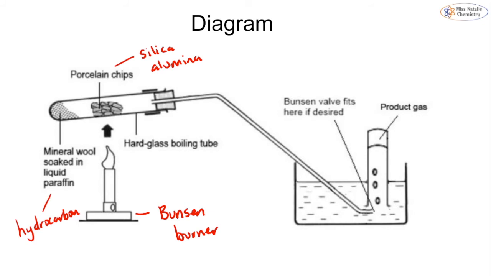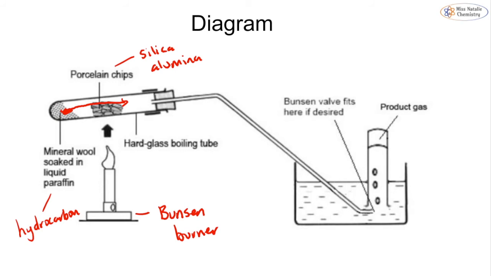Now what happens is you heat the catalyst and you heat the mineral wool with the liquid paraffin on and off. So you alternate between the two, but you spend more time heating the catalyst because the paraffin, of course, is very flammable and we don't want it to combust. All we want it to do is to be vaporized and turn into a gas, so that when it turns to a gas, it travels over the catalyst and is then broken and then travels down through the delivery tube.